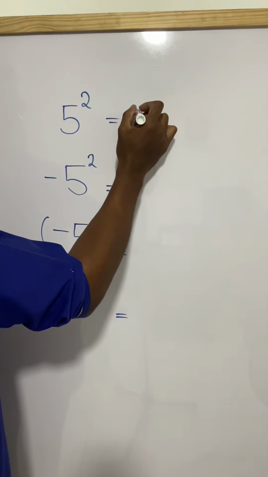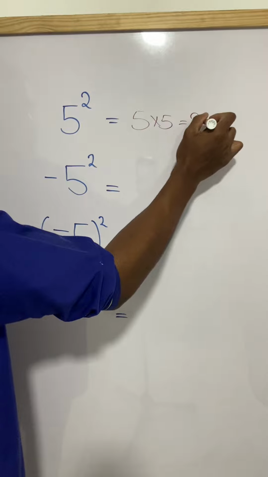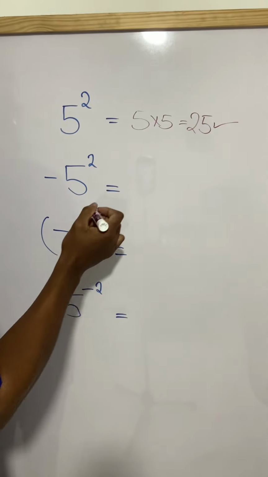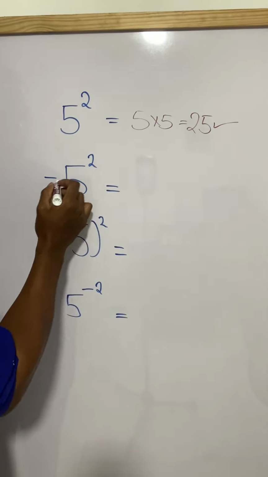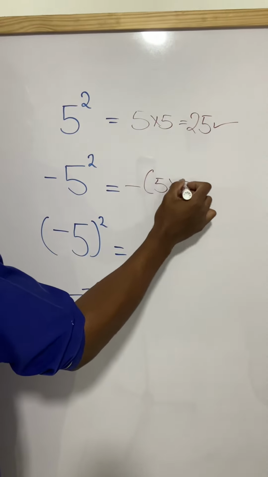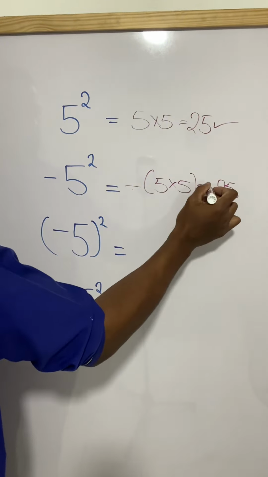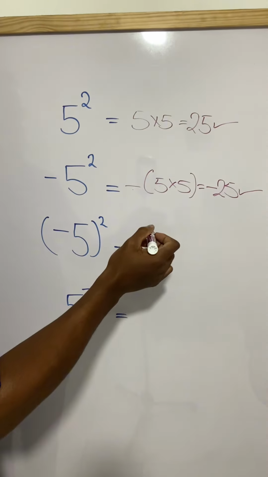5 squared means 5 multiplied by 5, and 5 times 5 gives us 25. Negative 5 squared, we leave the negative outside. We do 5 squared, we know means 5 multiplied by 5. 5 times 5 is 25, and 25 times negative 1 gives you negative 25.